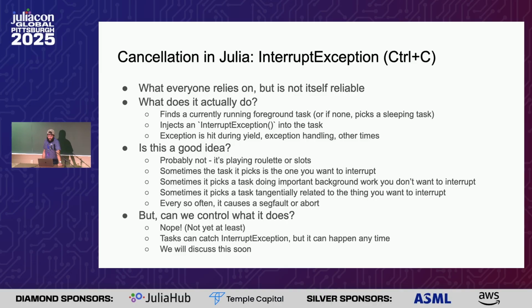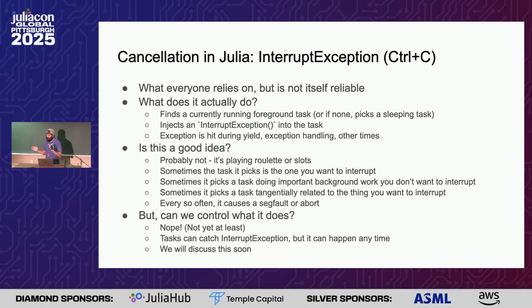So one of the big problems is that you're kind of just A, randomly picking a task, and B, just forcing an exception into it. And that task is maybe not prepared for that. And often you're just picking the wrong task.